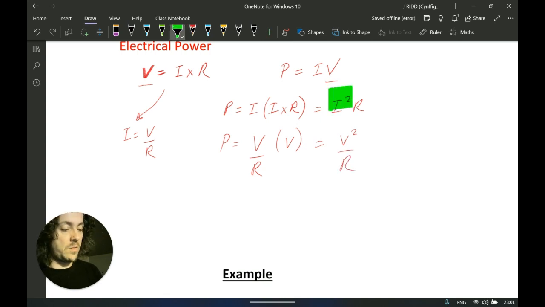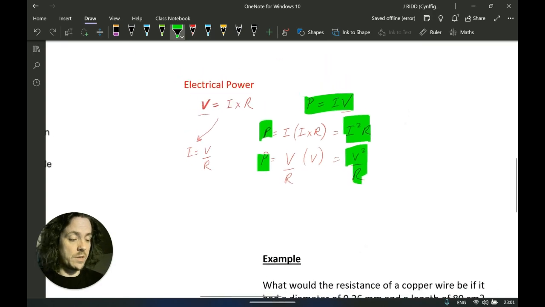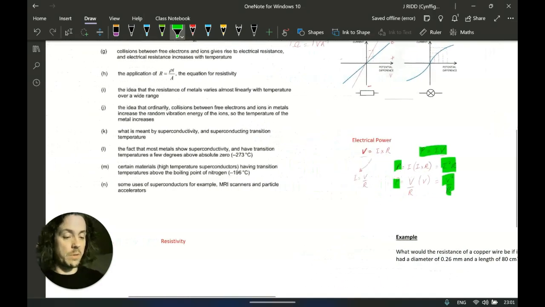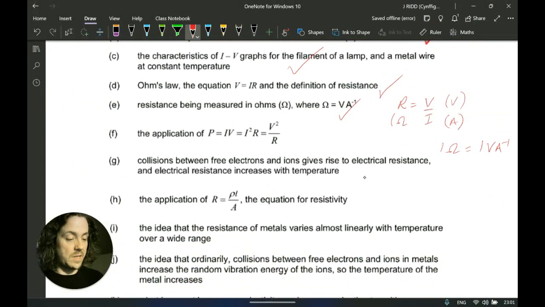So essentially, we've got these equations for electrical power. When it comes to past paper questions, it's just a case of choosing the right tool for the job, or the right equation for the problem at hand. So I'm actually going to say that those power equations now, you should be able to derive them, you know where they come from. We did all three of those.